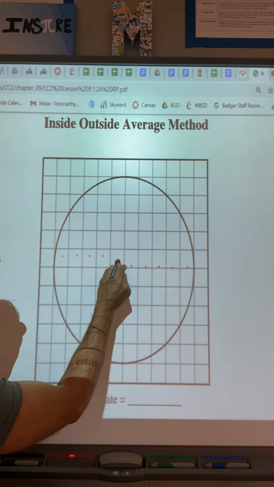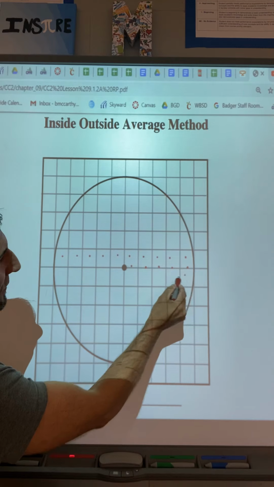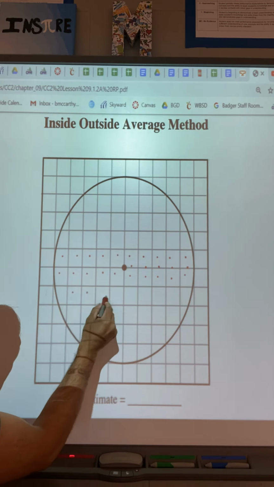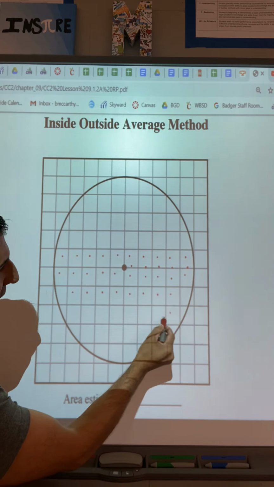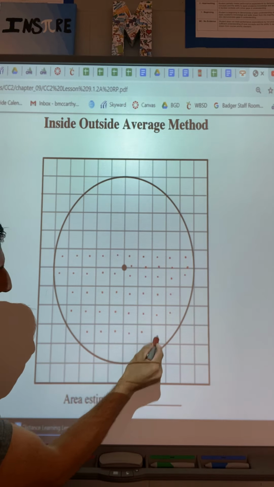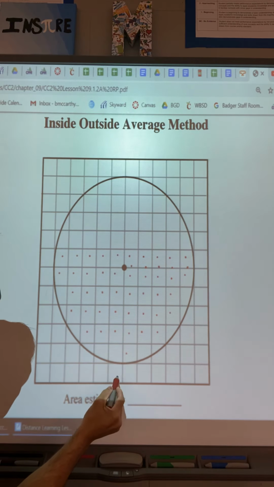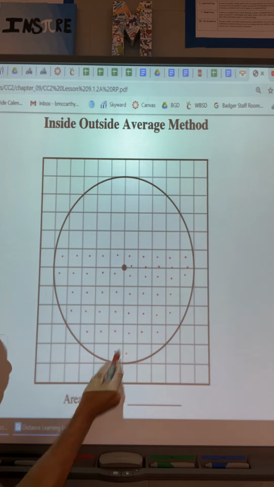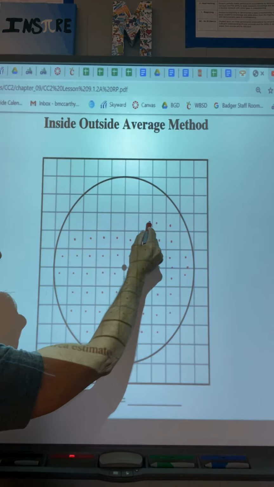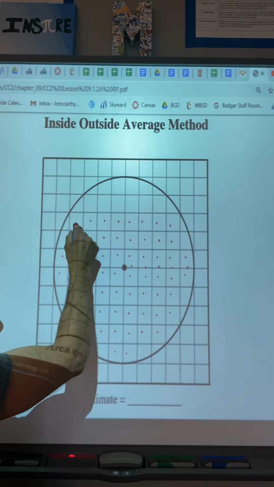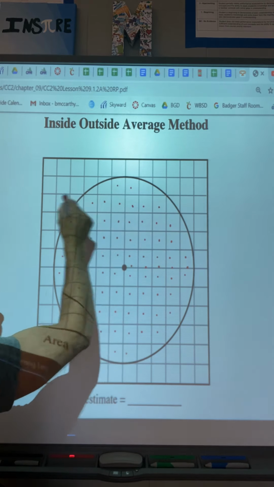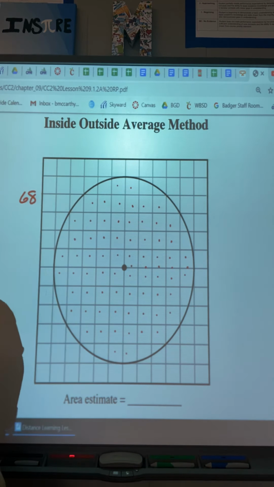1, 2, 3, 4, 5, 6, 7, 8, 9, 10, 11, 12, 13, 14, 15, 16, 17, 18, 19, 20, 21, 22, 23, 24, 25, 26, 27, 28, 29, 30, 31, 32, 33, 36, 37, 38, 39, 40, 41, 42, 43, 44, 45, 46, 47, 48, 49, 50, 51, 52, 53, 54, 55, 56, 57, 58, 59, 60, 62, 64, 66, 68. So I have 68 right now.